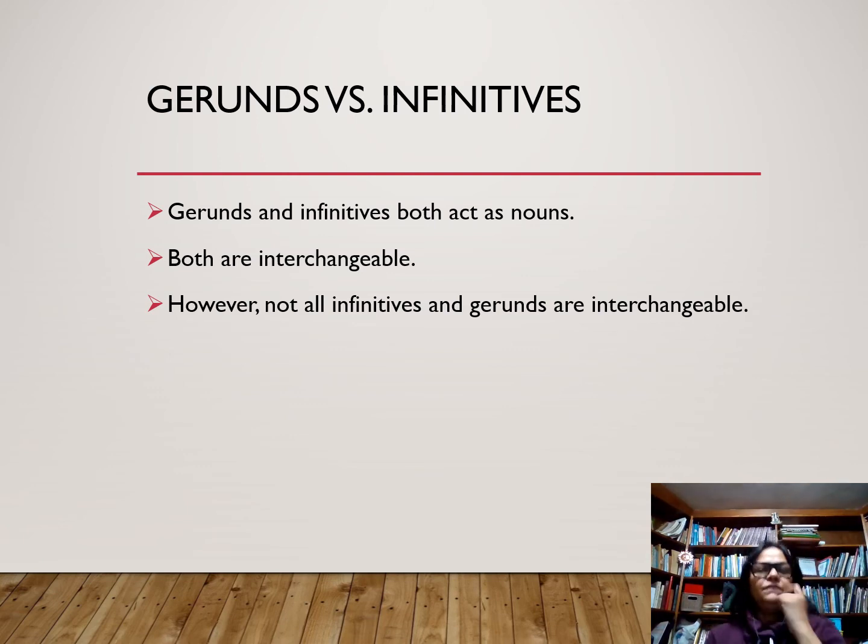We already have the saying, to err is human, to forgive divine. You can always replace the infinitives by the gerunds, and you can say erring is human, forgiving divine, and the meaning does not change. So most of the times they are interchangeable.